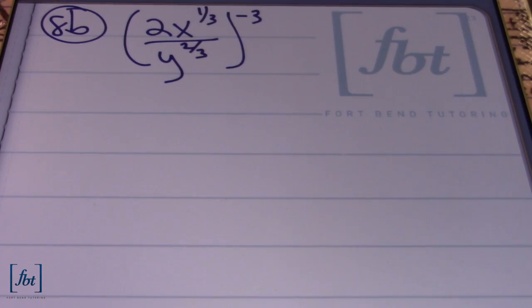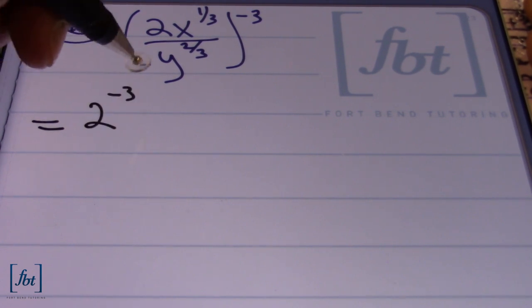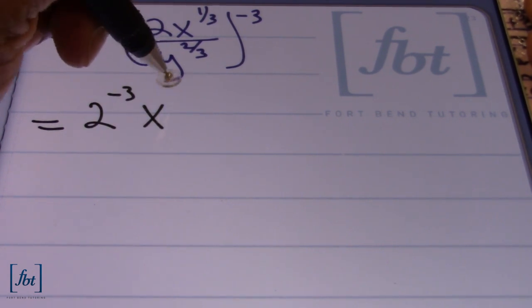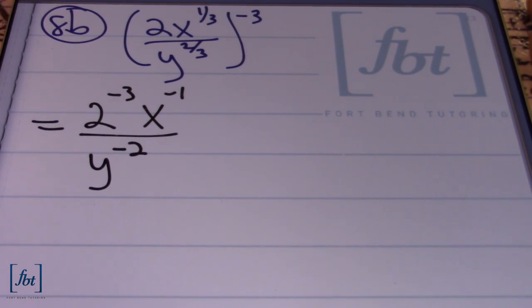That's the result. For 8b, we have the quantity 2x to the 1/3 power divided by y to the 2/3 power, all being raised to the negative 3rd power. We're going to distribute the negative exponent here. So I'll end up with 2 to the negative 3rd power, x to the negative 1st power, divided by y to the negative 2 power. That's after multiplying all the exponents times negative 3.